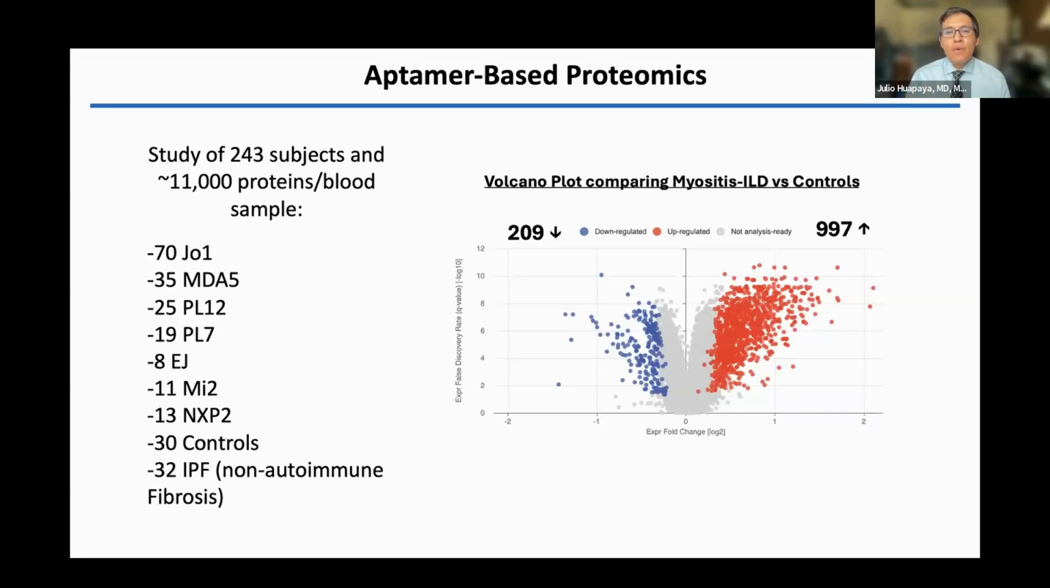So on the right side, we have the volcano plot that compares myositis ILD versus controls. The red dots are proteins that are different from a statistical perspective compared to controls, and these are up. And you see there are like 1,000 proteins that are upregulated in myositis ILD versus controls, and a little bit more than 200 that are going in the other direction. So this is fascinating data that we hope can help us not only to better understand the biology of the disease, but also try to look at potential biomarkers and targets.